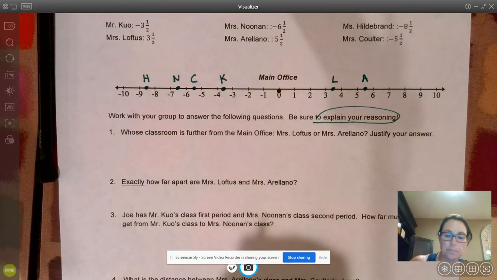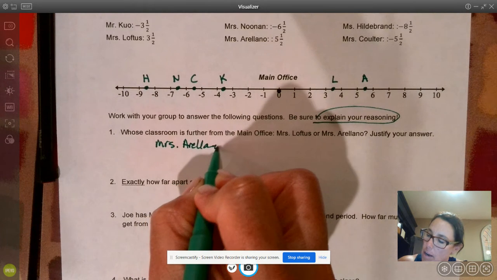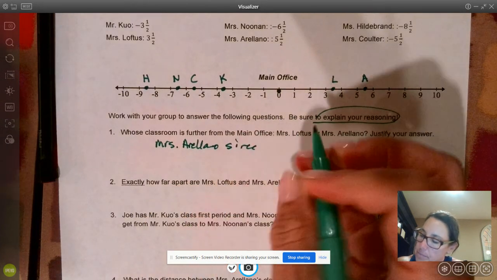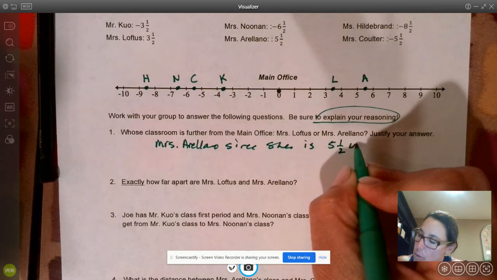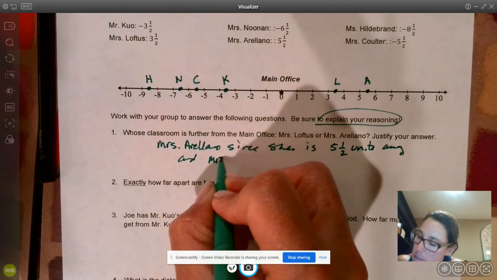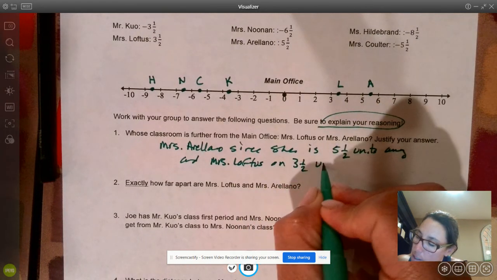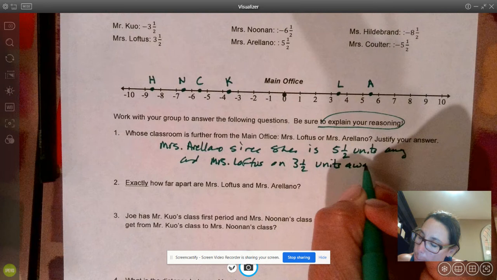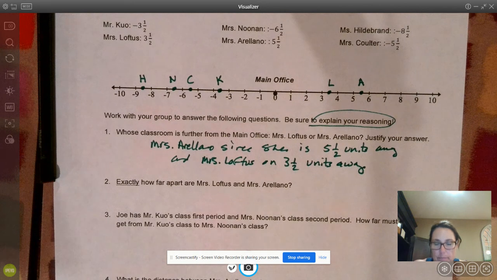So Mrs. Ariano, since she is 5.5 units away and Mrs. Loftus is 3.5 units away. So I definitely stated Miss Ariano, and I definitely stated a reason.